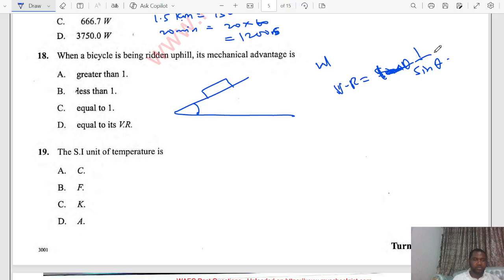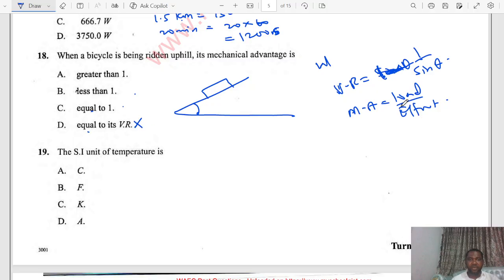Okay, so that is quite easy. And so our velocity ratio is 1 over sine theta. Mechanical advantage is always load over effort. So the options are: greater than 1, less than 1, equal to 1, equal to its VR.